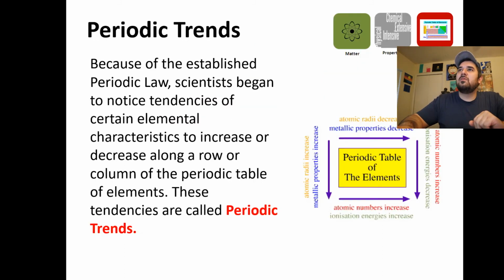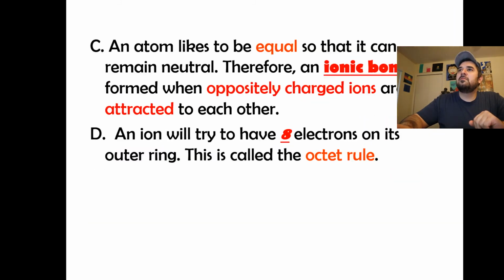All right, so an atom likes to be equal so that it can remain neutral. Every element on the periodic table is already neutral. That basically means that if it has 6 protons, it wants to have 6 electrons so that it can be neutral.